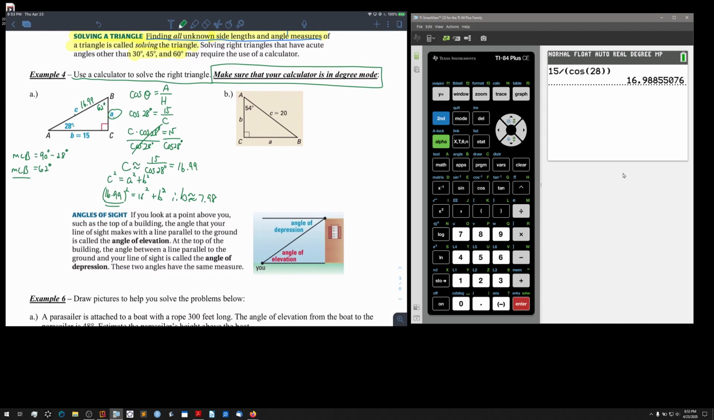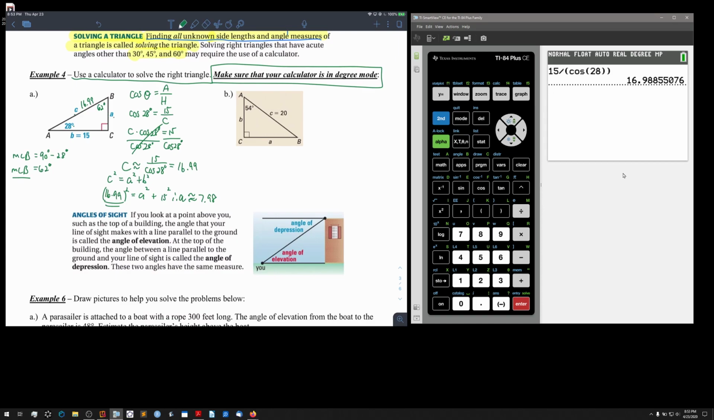Did I do that correctly? No, sorry, not B, A. I filled this in absolutely incorrectly. A is what I don't know. B I do know. B is 15. So A is what I'm getting. A is about 7.98. All right, and then you've solved the triangle.